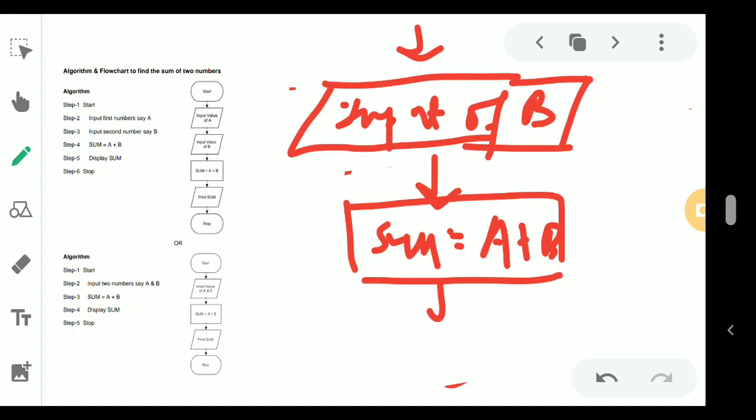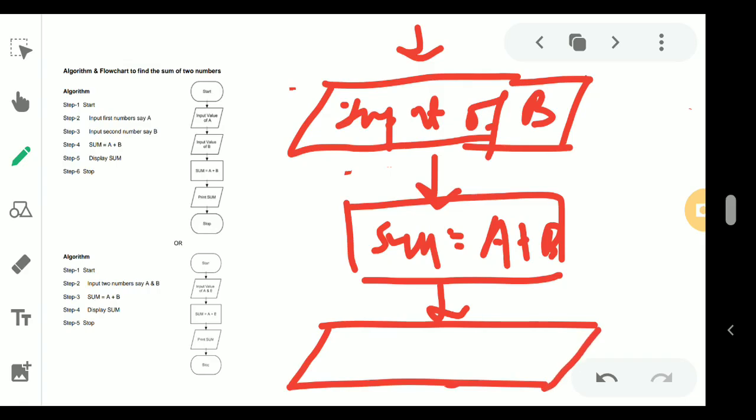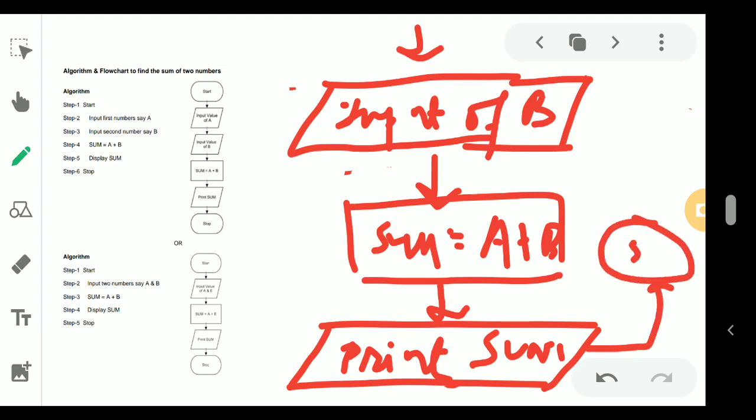Next, again we have to print. In case of display or output, we use a parallelogram. So we write print sum. Sum is a variable. We have written print. And then what is the last step? From here we will draw stop. As there is no space left, I have drawn from the right-hand side, but you can draw it in the next line. So this is what the flowchart looks like.